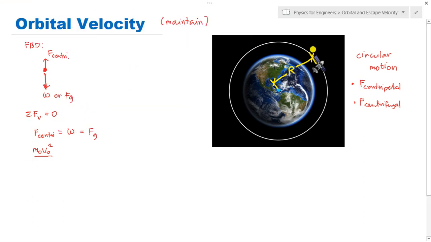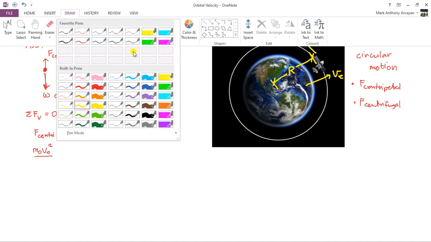What is the orbital velocity? Unlike escape velocity, where the direction is outward, the orbital velocity is tangent. So this is VO, the orbital velocity, which is tangent to its orbit. Okay. So back to the derivation.